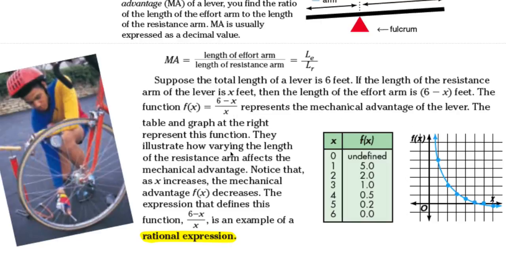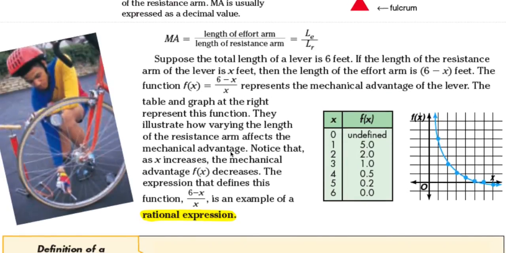So the table and graph at the right represent this function. They illustrate how varying the length of the resistance arm affects the mechanical advantage. Notice that as x increases, the mechanical advantage f of x decreases. So obviously, if x is equal to 0, f of x would be undefined, simply because of commandment number 1. You cannot divide by 0, therefore you cannot have a denominator that is equal to 0. And that's the reason why it's undefined.